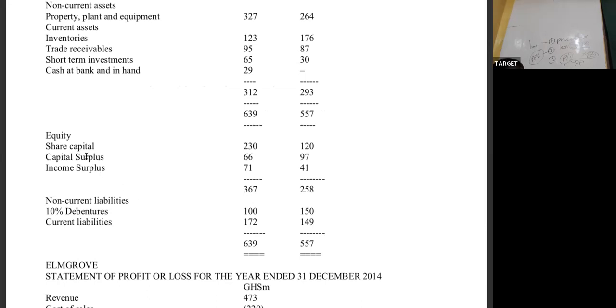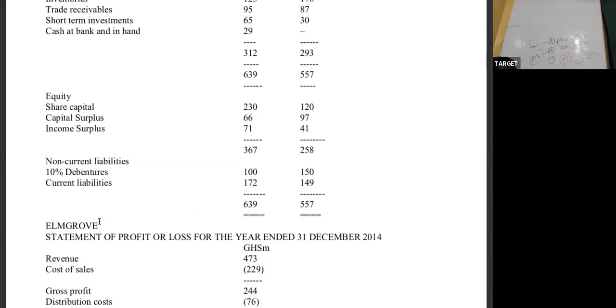Now the capital surplus, check carefully. The difference, it was 97. Now it has reduced to 66. 97 reducing to 66. What will happen before capital surplus will decrease? Is there a revaluation loss which has been reversed? So they've had a revaluation loss and they've used it to reverse a previous gain, which resulted in this. Okay, let's see. Non-current liabilities, the bench, we've talked about it.